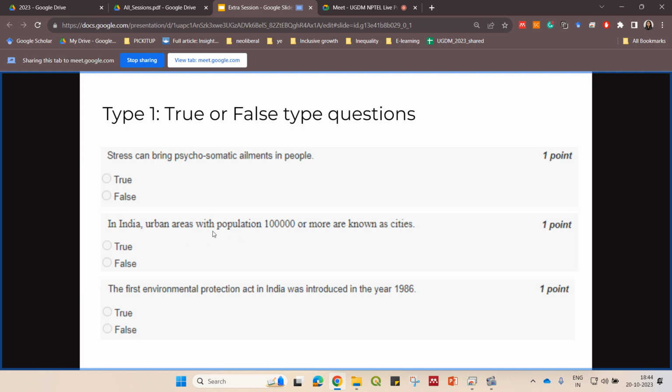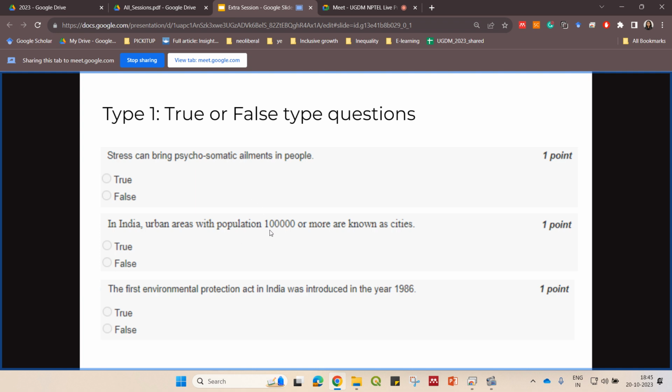Then we are talking specifically about population. So what population criteria in India enables urban areas to be called cities or towns or metropolitan areas or metropolitan regions, etc.